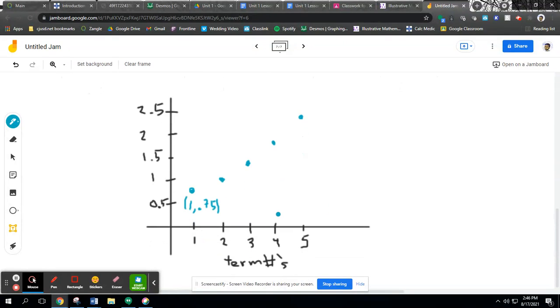All right, and there is a graph of our sequence, and we have represented it in different ways.